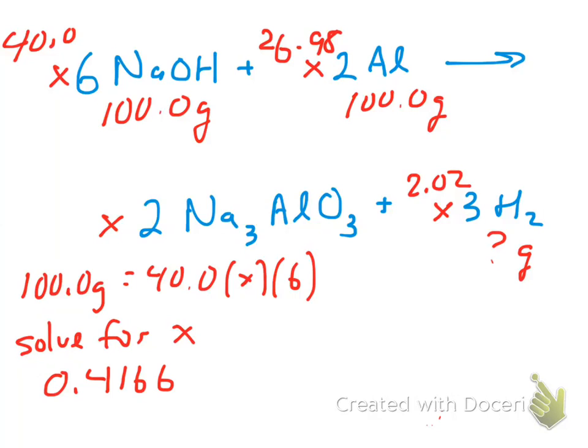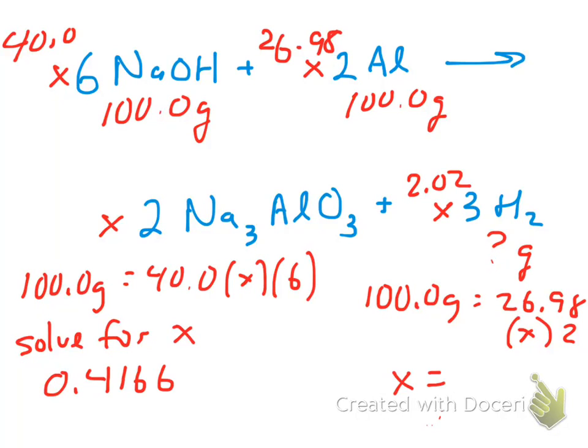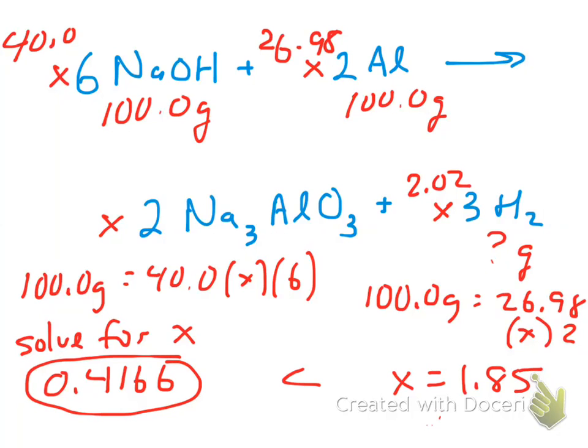Then we do the same thing for the aluminum. For the aluminum, 100 grams equals 26.98 times x times 2. So in calculating this, the x equals 1.85. Now in this particular problem, the one that is smaller is the magic number we want to use for the limiter. So because 0.4166 is less than 1.85, that's what we use for solving the last step of the problem.